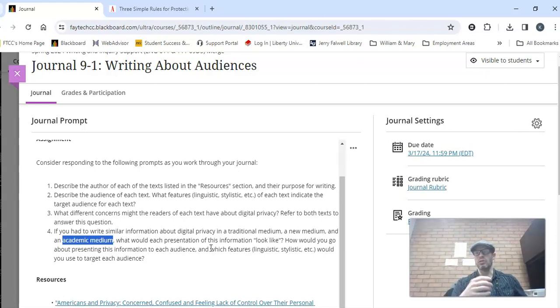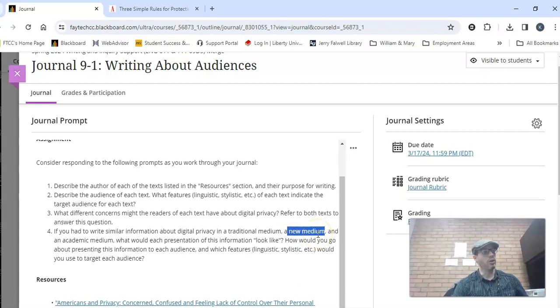Think about if you were to do it in a newspaper, in a television program or a radio program. What would it look like in that medium? What stylistic elements would it have? What language would it use? Okay, the same thing for a new medium then.